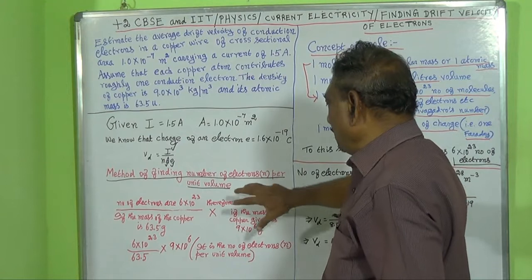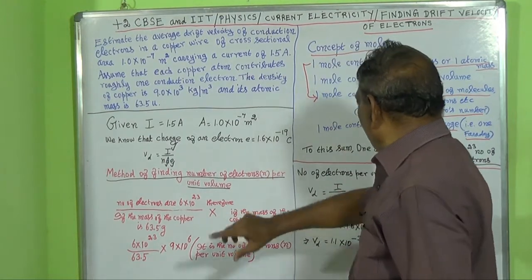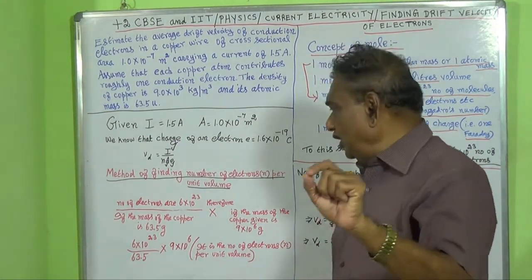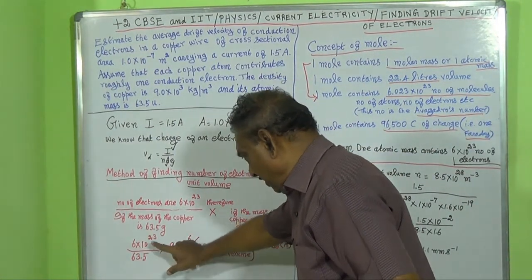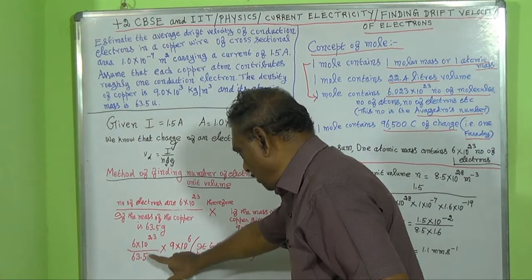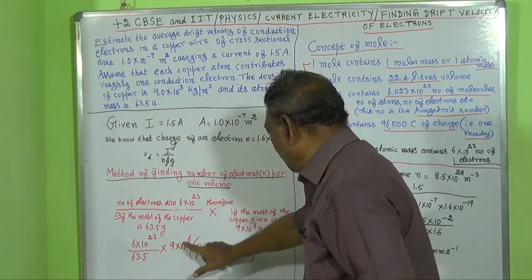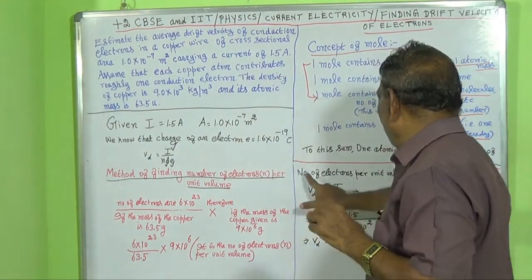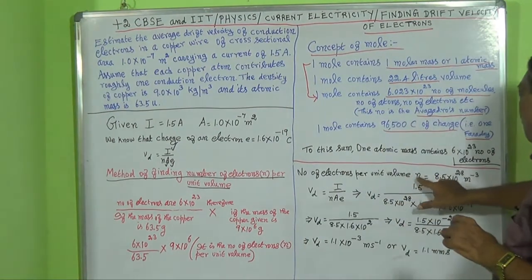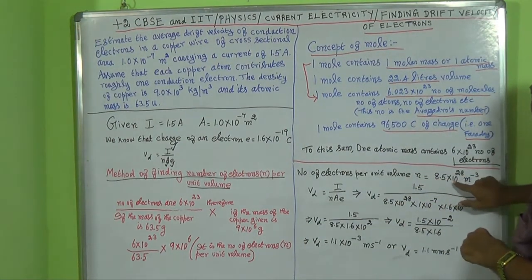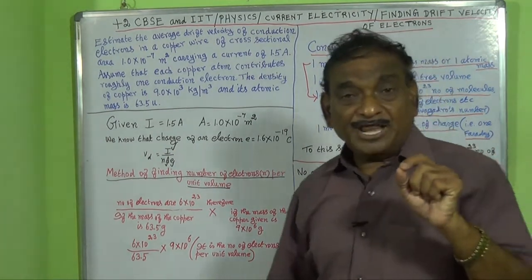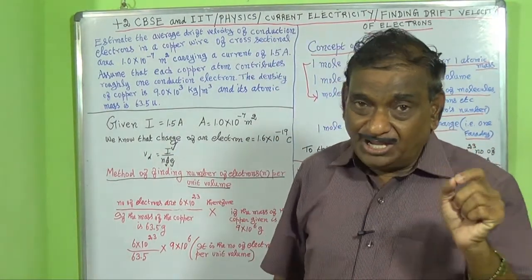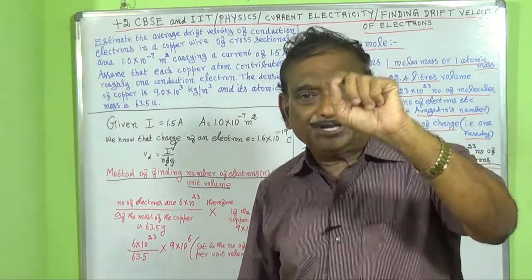So, the number of electrons per unit volume is 6 into 10 to the power of 23 by 63.5 into 9 into 10 to the power of 6. Therefore, the number of electrons per unit volume n equals 8.5 into 10 to the power of 28 per meter cube. Now in our hands, we have all the required data.